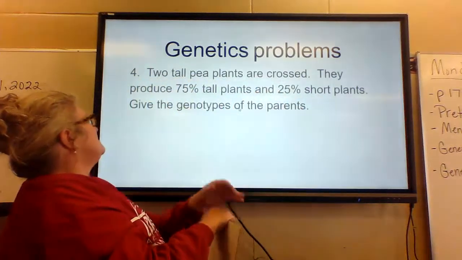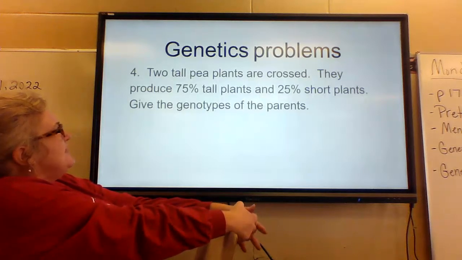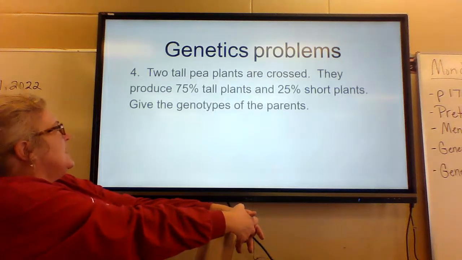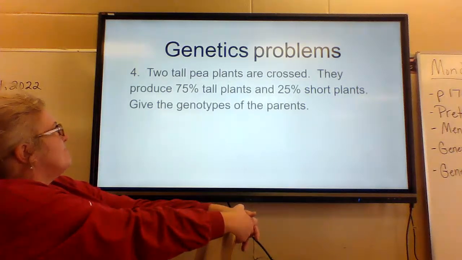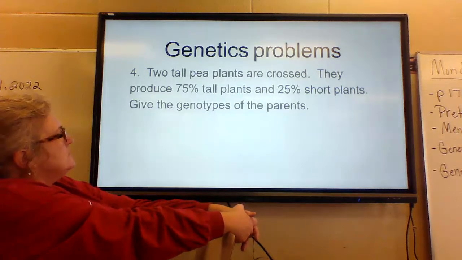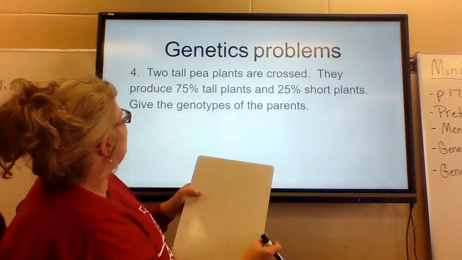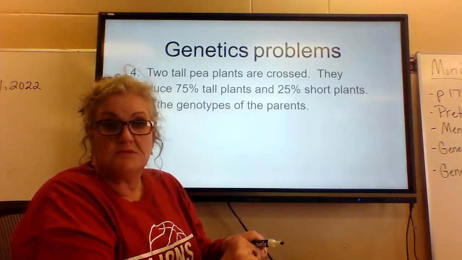Okay. 2 tall pea plants are crossed. They produce 75% tall and 25% short. Give the genotypes of the parents. Okay. So they're tall and they produce both. So we've got to figure out a lot here. We've got to figure out what's dominant. We've got to figure out the parents.